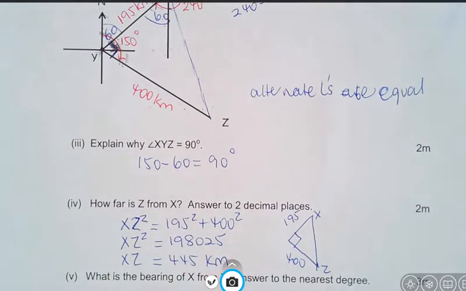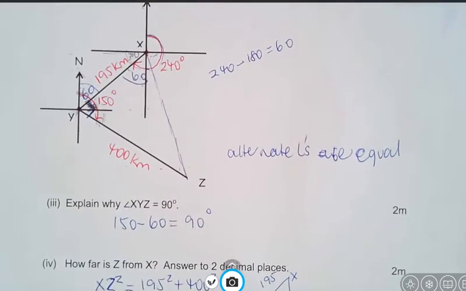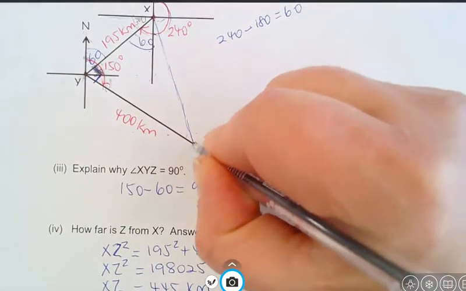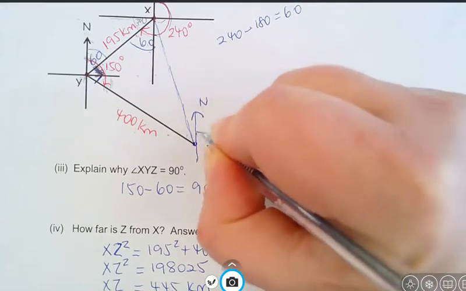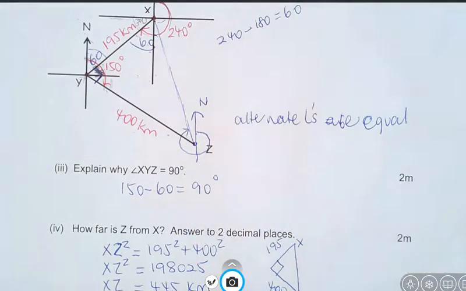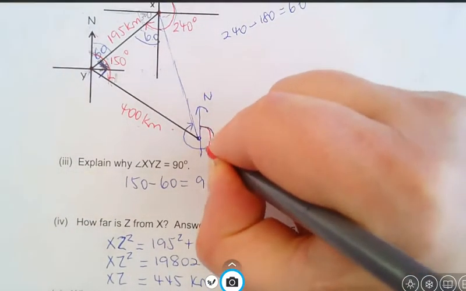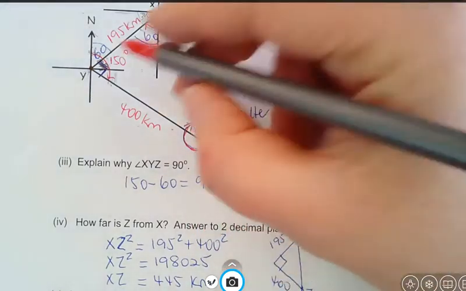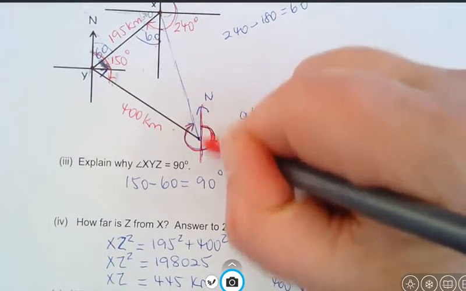Now, the last bit. Last question. What is the bearing of X from Z? Girls, what is the bearing of X from Z? So, start from Z, put a north sign, and go clockwise until you find X. Now, I've got to work out what that angle is that I've marked. I'll do it in red. Now, girls, I'm not going to be able to do this in one step. What I need to do, girls, if this is 150 up to there, so this is my north line.